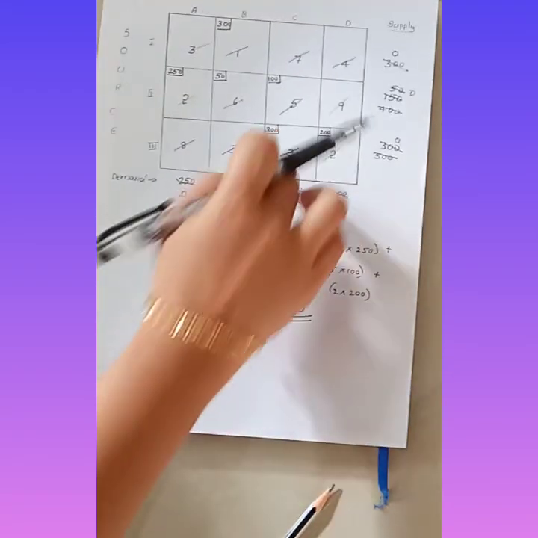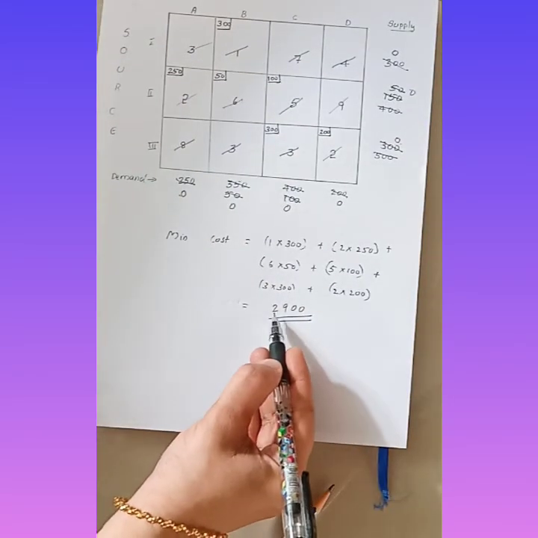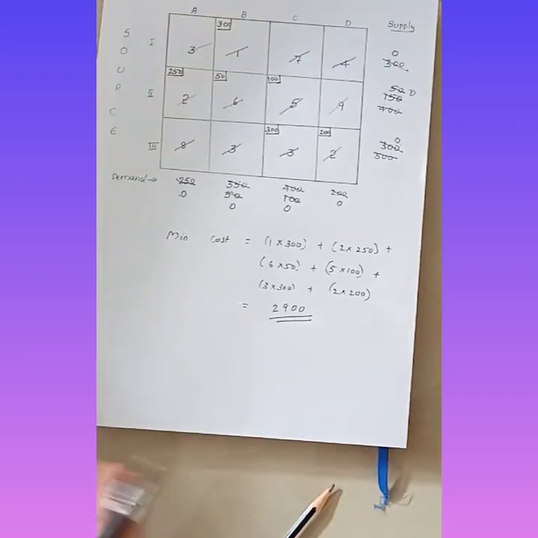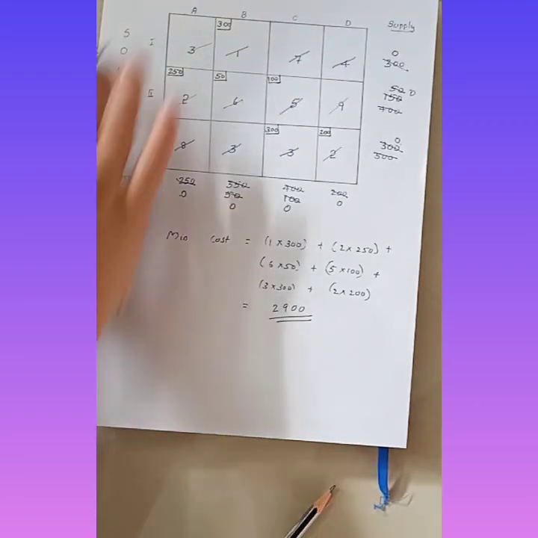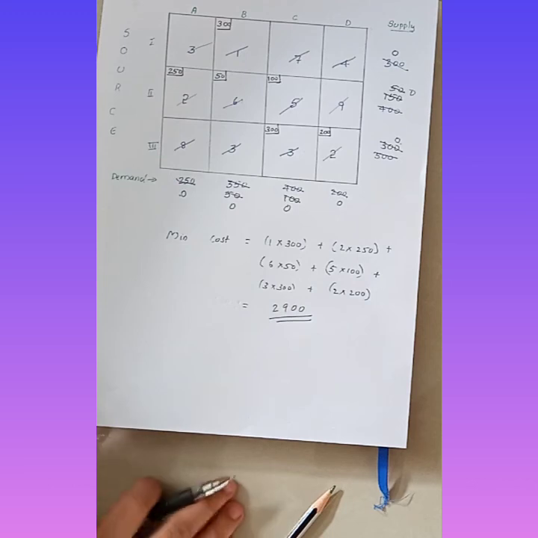Since I have taken this 3, my value for the least cost method is 2900. That shows that there are multiple solutions, so you can select according to your choice. Is that clear? This is the least cost method. Thank you, students.